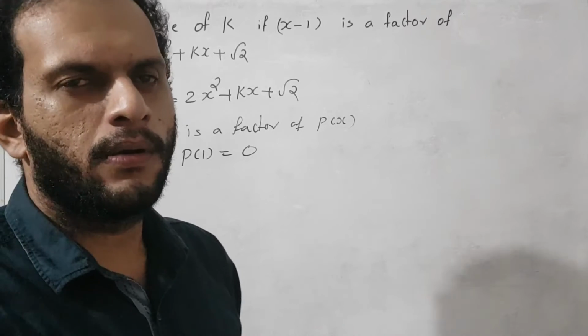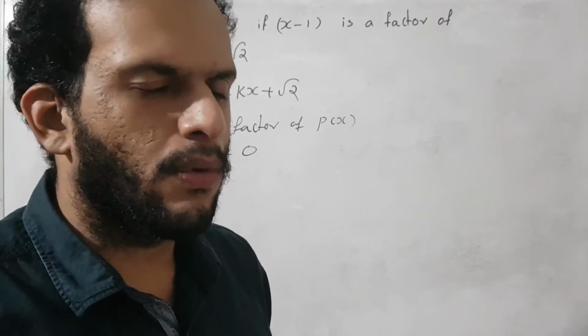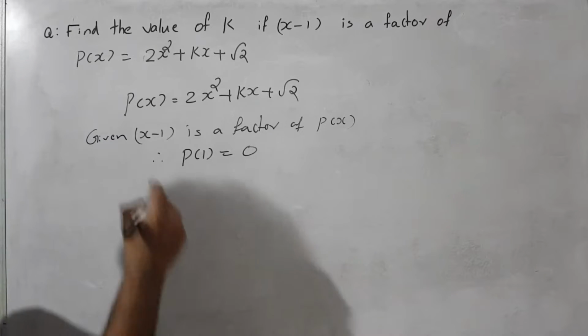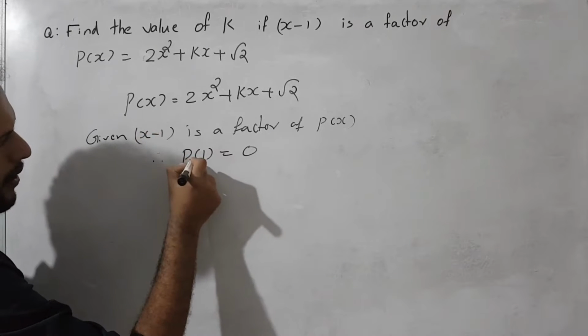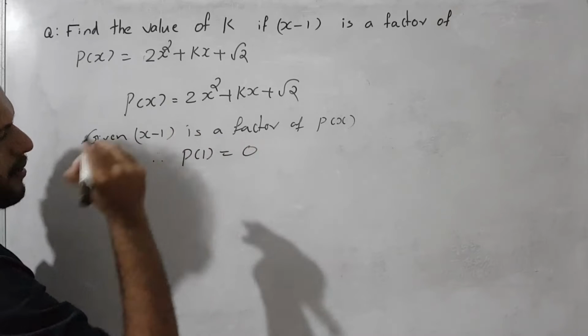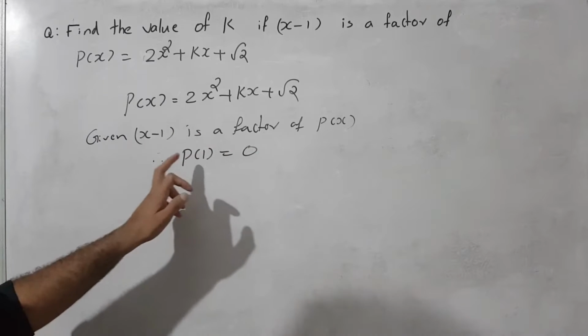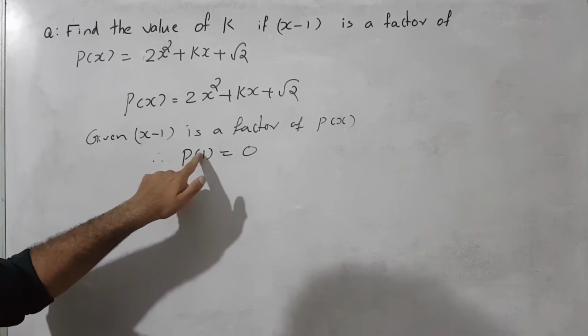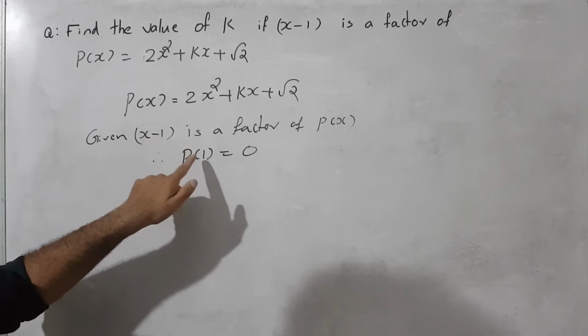What will be the value of the remainder P of 1? It will be 0. P of 1 is equal to 0. If x plus 1 is a factor, what do we write? P of minus 1 is 0. P of minus 1 is equal to 0. If it is plus here, what comes here? Minus. When it is minus here, it is plus here.